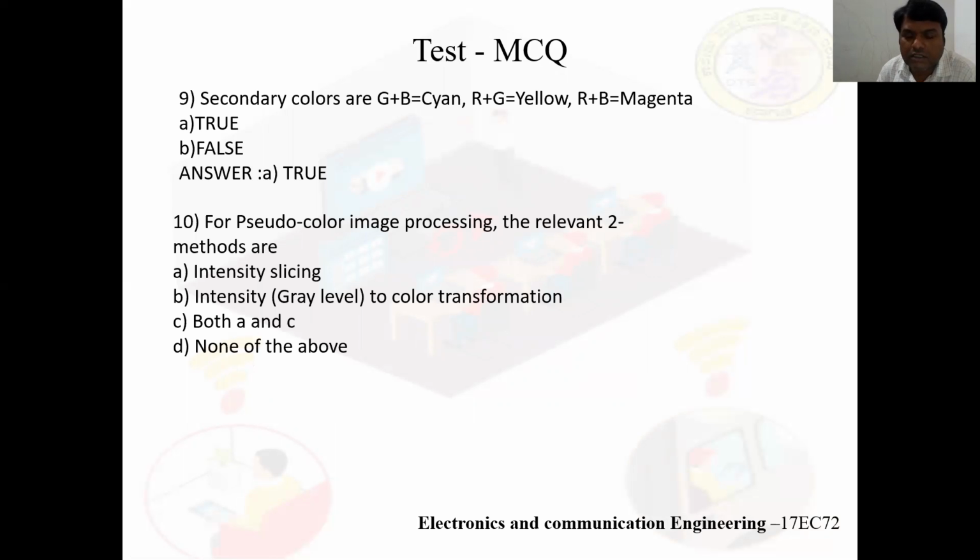Secondary colors: green plus blue is equal to cyan, red plus green is equal to yellow, red plus blue is equal to magenta. This is true or false. A is true, B is false. The answer is true. For pseudo color image processing, the relevant two methods are intensity slicing and intensity or gray level to color transformation. C is both A and B, D none of the above. The answer is C, both A and B.